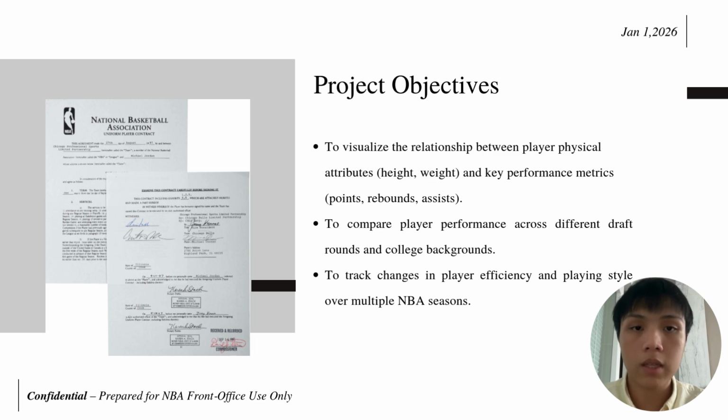Finally, the dashboard is designed to track changes in player efficiency and playing style over multiple NBA seasons. By examining trends in net rating and advanced metrics, we can observe how player roles evolve, how performance changes with age, and how external factors such as changes in league style or unusual seasons like the COVID-19 bubble in fact impact efficiency. Together, these objectives ensure that the dashboard is not just a set of visualizations but a tool to provide clear, actionable insights to support scouting, drafting, and contract decisions.